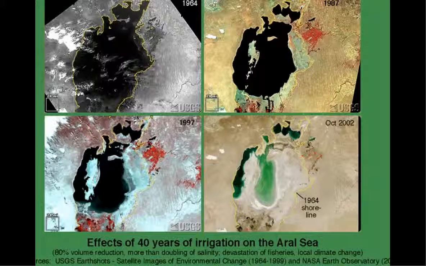Here's 40 years in the Aral Sea in the central eastern part of Russia. Here's what the Aral Sea looked like in 1964. Here's a 24-mile on a side square. So this thing looks like probably 200 miles long. By 1987, here's the Aral Sea, yellow line being the original outline. 1997, and then 2002. Here's all that's left of it.